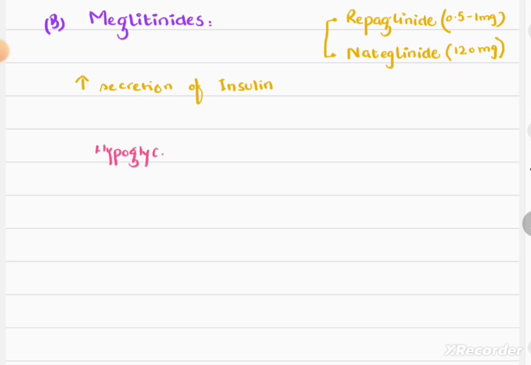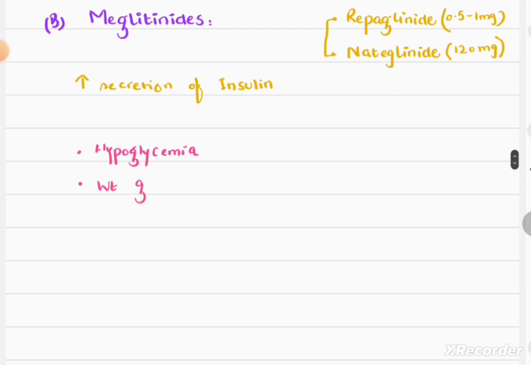So they can cause hypoglycemia. They can also cause weight gain and upper respiratory tract infection. So the weight gain is associated with an increased secretion of insulin. More insulin means that more glucose will be converted into fat, and a weight gain can be reported. Upper respiratory tract infections are very common with the use of meglitinides. So we have to be careful while prescribing meglitinides in any patient.